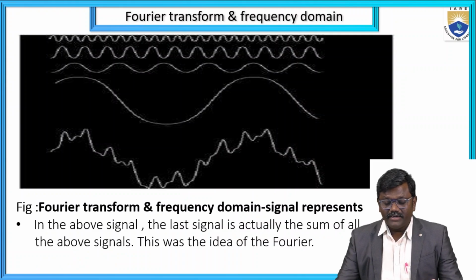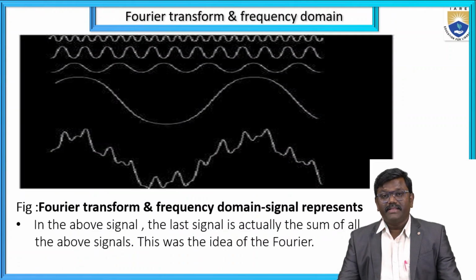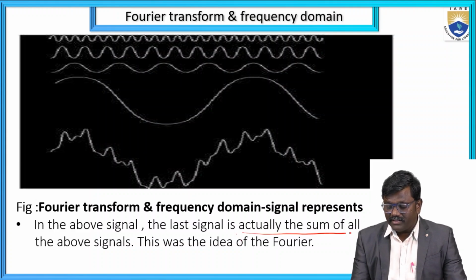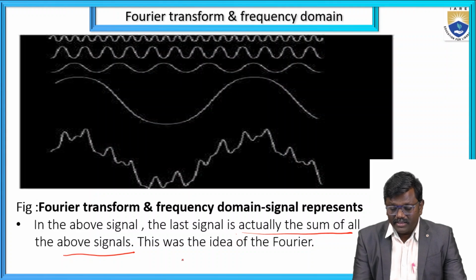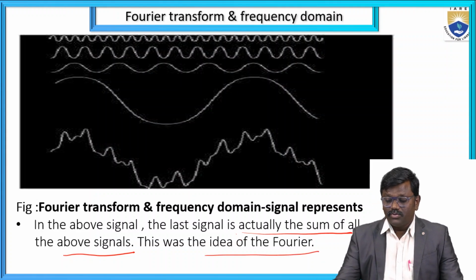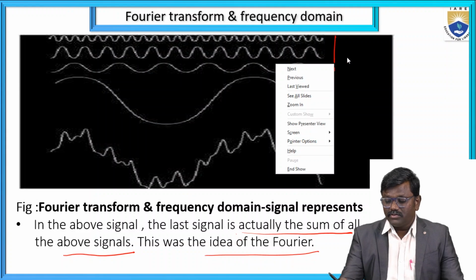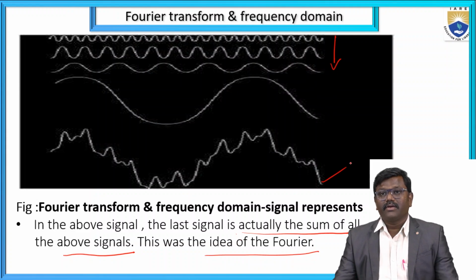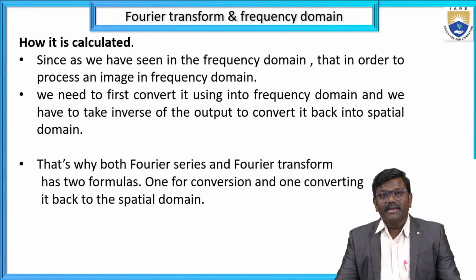So such a difference we can also concentrate on by representing a certain signal as in the above. The last signal is actually the sum of all the above signals. This was the idea to understand the Fourier transformation: to connect all these signals to get your required signal. So how will it be calculated?